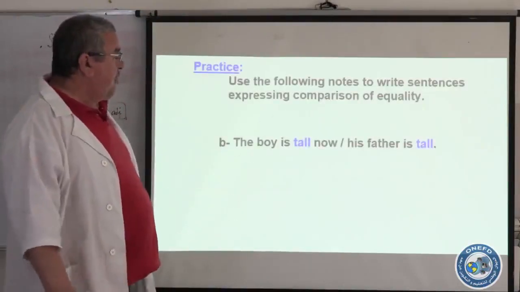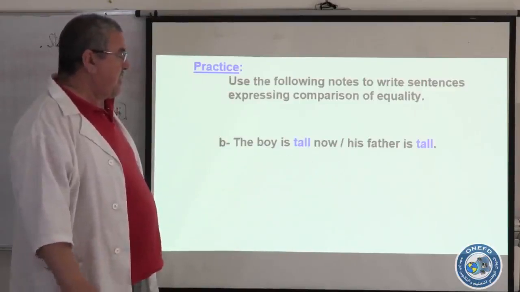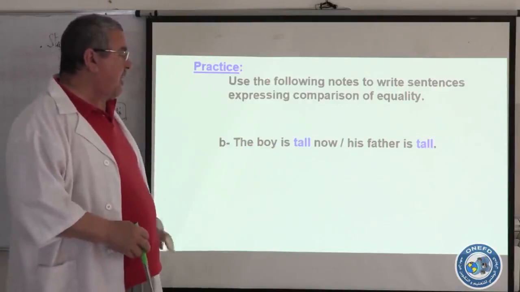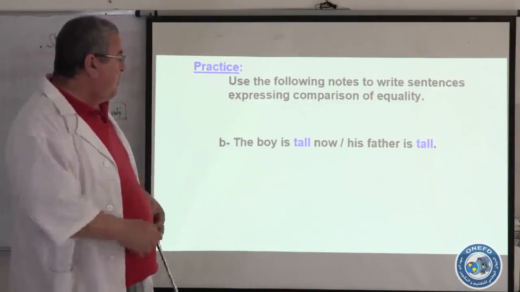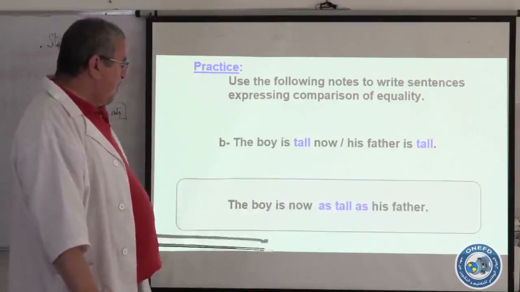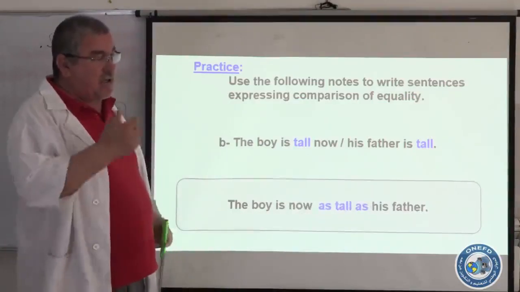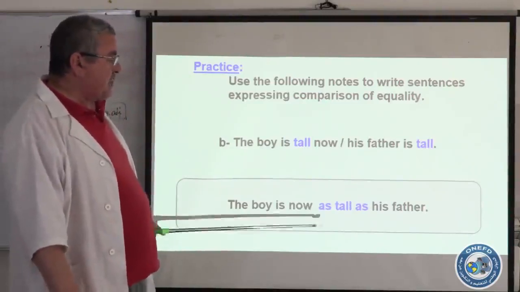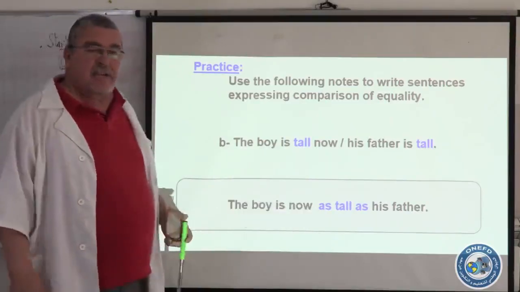Sentence B, the boy is tall now. His father is tall. That is, when he's small, the boy was, of course, smaller. And with age, you will see the boy is now as tall as his father. With age, children grow and they become as tall as their fathers. And we say the boy is now as tall as his father.